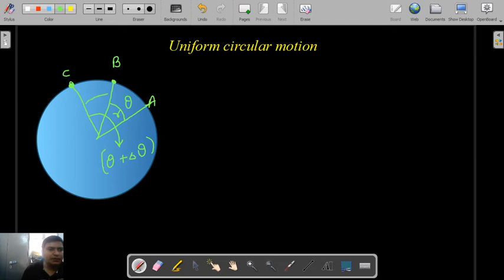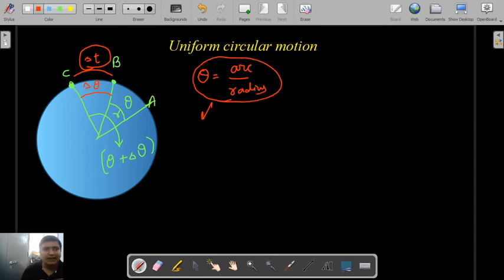So this particular extra angle is representing the delta theta. In reaching from point B to C, this particular time duration is called delta t. So if we are calculating the angular displacement, angular displacement is basically an angle, which is theta equals arc upon radius.